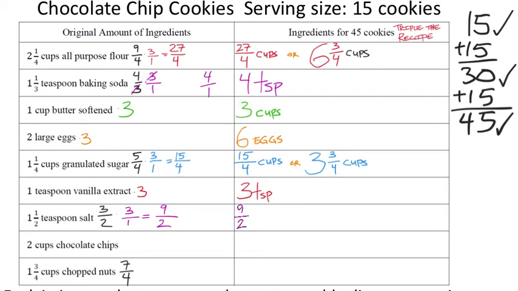It's fully simplified. This was teaspoons of salt. But again, I'll show the mixed number, although it's not required that you do. It'd be 4 1/2 teaspoons of salt.